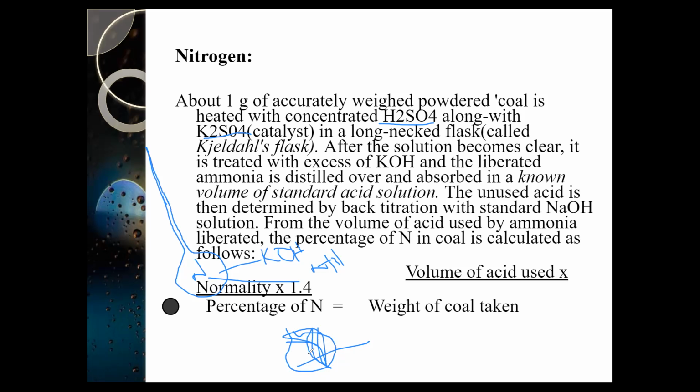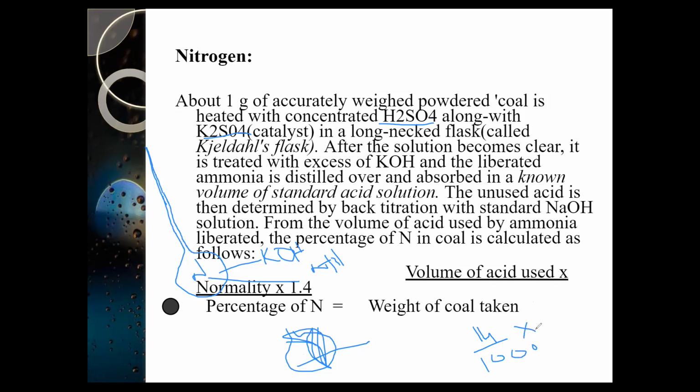So now, which solution is having the nitrogen, this or this one? By knowing the quantity of the solution, we can find out the percentage of nitrogen. By using the used volume of acid, we can find out the percentage of nitrogen. The formula for percentage of nitrogen is equal to volume of acid used divided by weight of coal sample taken, into 14 divided by 1000, into 100.